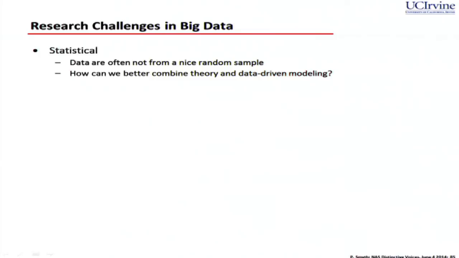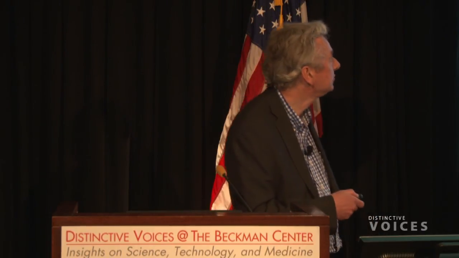Concluding comments. I'm running dangerously close to time here. So there are a lot of research challenges in big data to address some of these problems. Fundamental statistics is very interesting now. The data are not from a nice random sample. Search queries, they're not random. They're changing over time. How could you model that? And how can you add some theory into this data-driven modeling stuff?